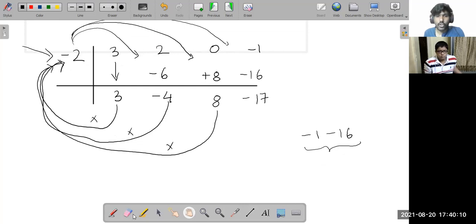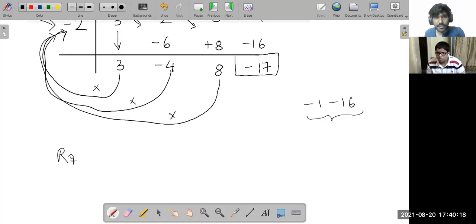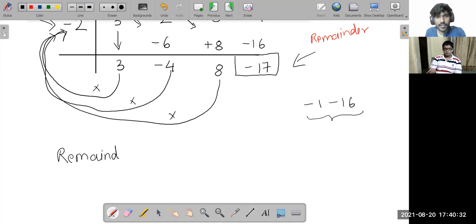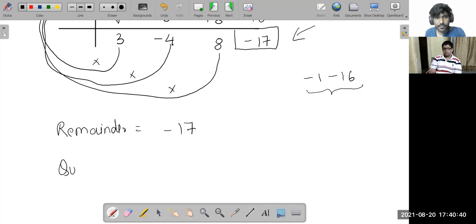Okay. So the last number that you get here will be called your remainder. So I'll write here, remainder is equal to -17. And your quotient will be a polynomial.